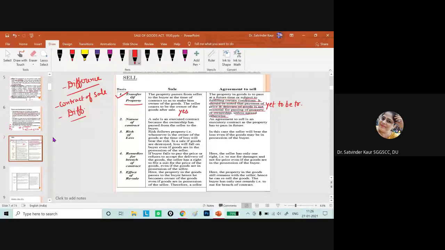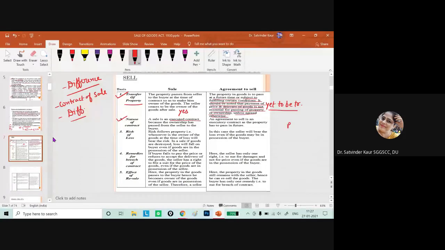So it means that if we talk about agreement to sell, ownership will be transferred at some future date. Even if the possession of the goods is being given, even if the price is being paid, it will not be considered as sale unless it is part of the condition of the contract for the transfer of ownership. Then when we talk about the nature of contract, in the case of sale, you have already transferred the ownership. Along with that, the price is also being paid. So it will be known as an executed contract.